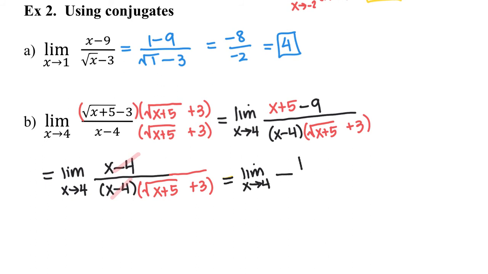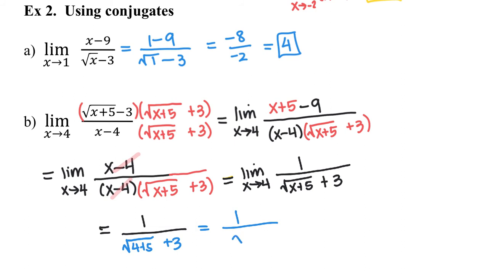So I'm left with 1 over root x plus 5 plus 3. And then make sure you take it all the way to this simplified format before you do direct substitution. So now I'm going to do direct substitution. So I don't have to write limit anymore because I'm going to plug it in. So if I plug in 4, I get 1 over root 4 plus 5 plus 3, so 1 over root 9 plus 3, so 1 over 3 plus 3, which is 1/6.